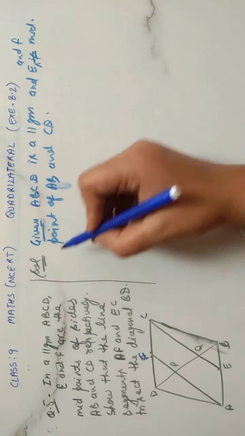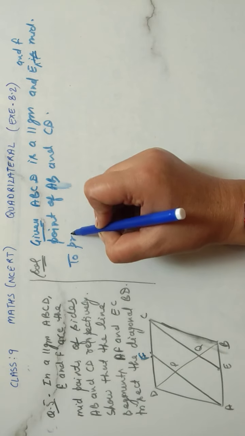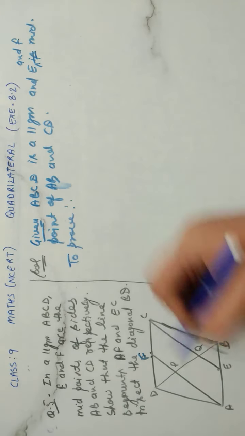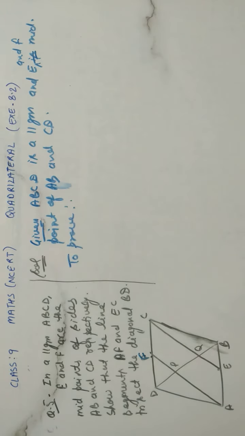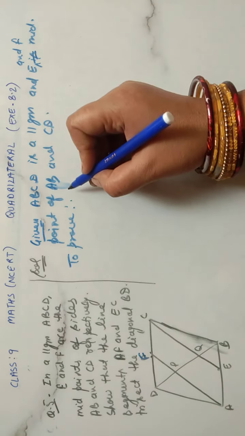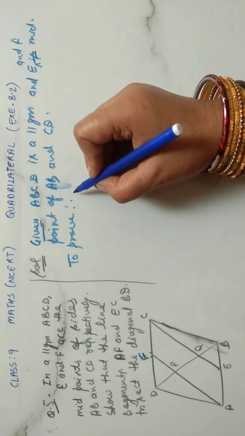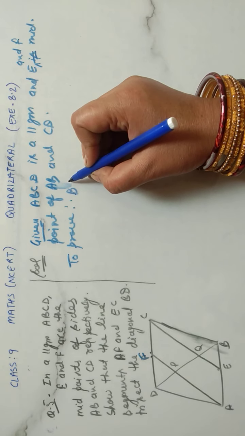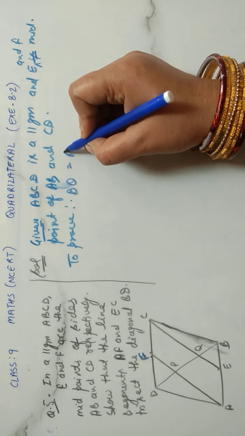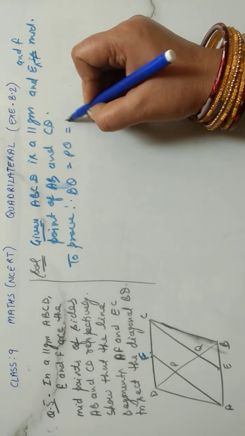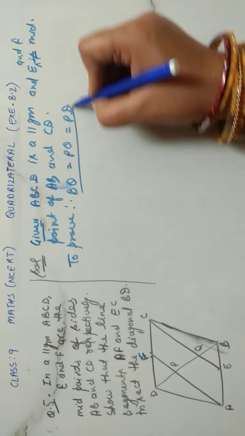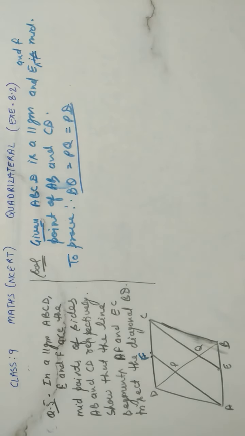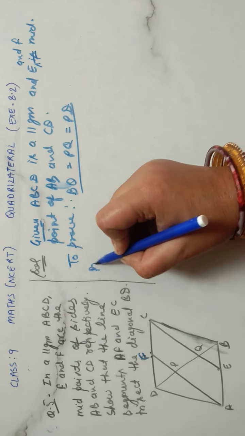Now what do we need to prove? We need to prove that these two line segments, AF and CE, trisect BD, meaning we need to prove these three parts are equal, that BQ is equal to PQ and it is equal to PD. We need to prove that these three parts are equal. Now see the proof, how we will prove it.